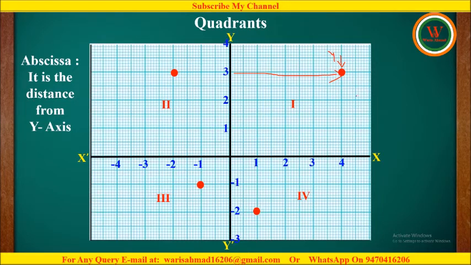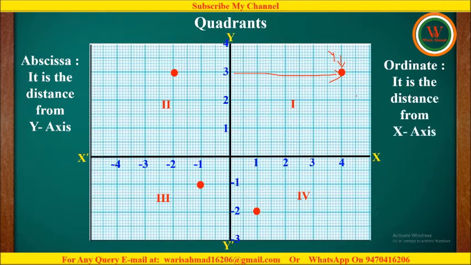Similarly, the second term is ordinate. It is the distance from the x-axis. Suppose we are considering the same point and we want to find out the ordinate of this point, then we have to find the distance of this point from the x-axis. Here we can observe that the distance of this point from the x-axis is 3 units. So the ordinate of this point is 3.